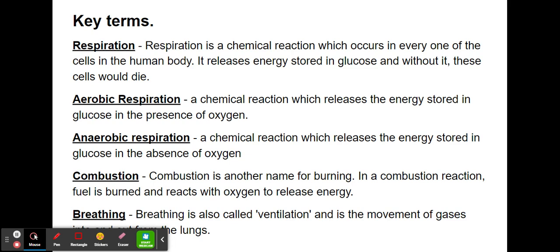So we've got respiration here, which is a chemical reaction which occurs in every one of the cells in the human body, and they need to be living cells. It releases energy stored in glucose. Without it, the cells would die. We've talked about that one already.